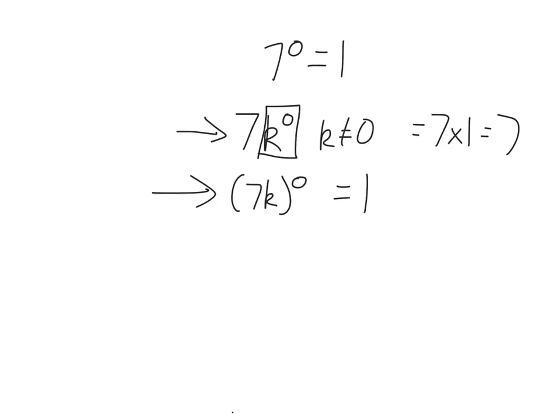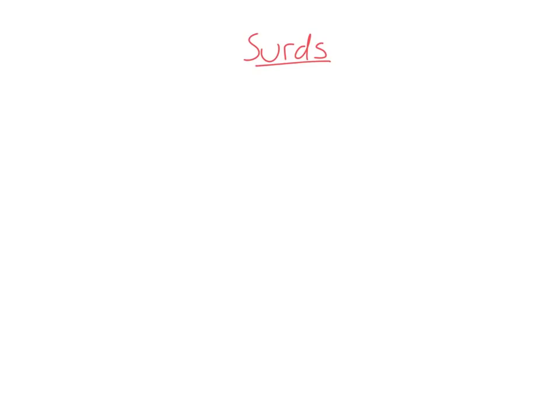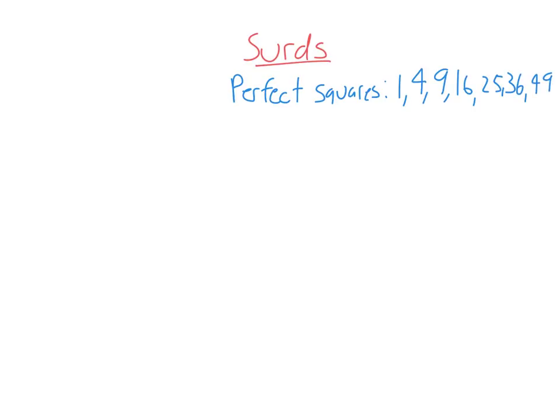Okay, let's go through the final thing we need to, and that is surds. So in order to understand surds, we need to know perfect squares. So not all whole numbers are perfect squares. So the perfect squares are 1 times 1, which is 1, 2 times 2 is 4, 3 times 3, and so on. These are the perfect squares we need to know. And you should know them by now, since you're in year 9.